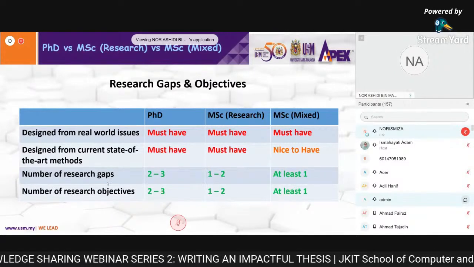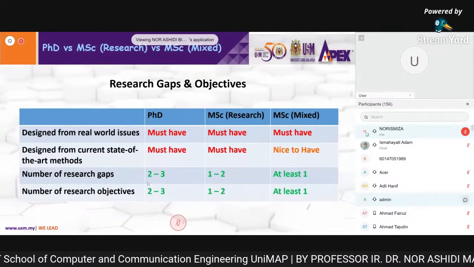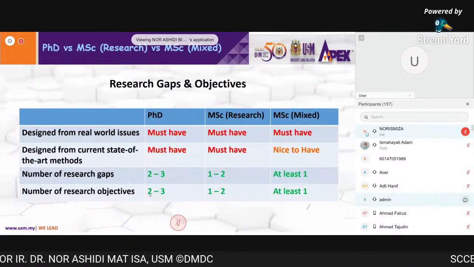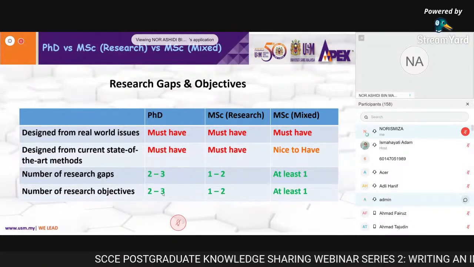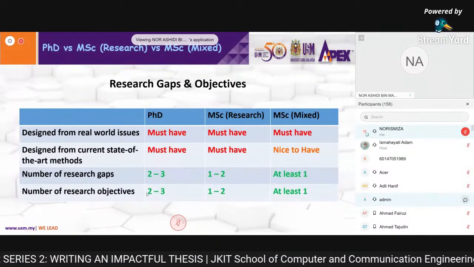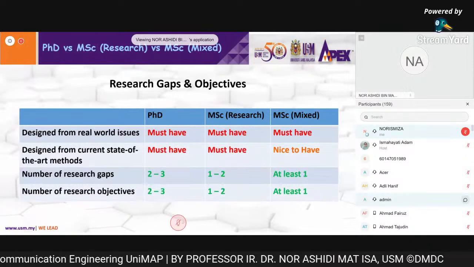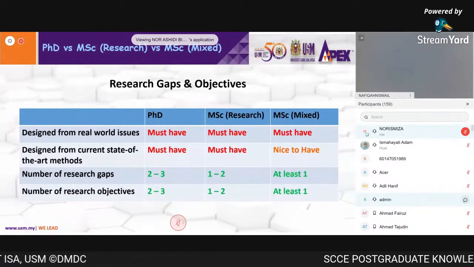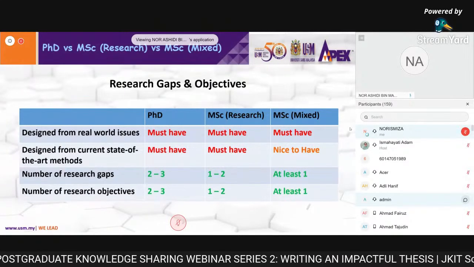When you have 2 research gaps, you must have at least 2 research objectives. One research objective maps to one specific research gap. When you have 3 research gaps, you must have 3 research objectives. So we know that this is the problem and this is the objective, how to solve the problem. It matches one problem, one objective, another problem, another objective. So it is clear for the reader or the examiner, in order to follow the flow of your research work. So this is about the research gap and objective.